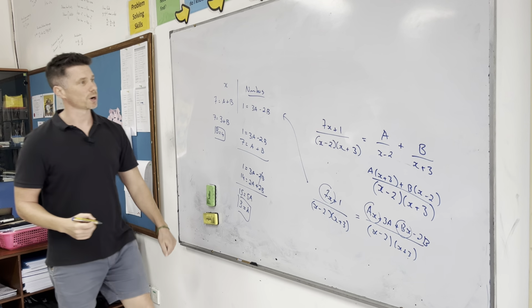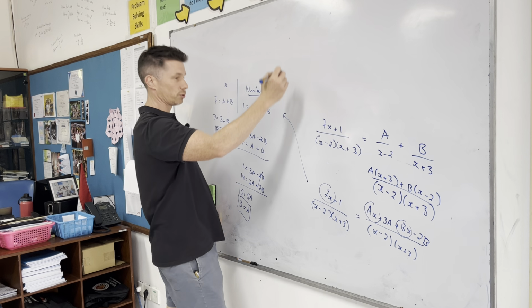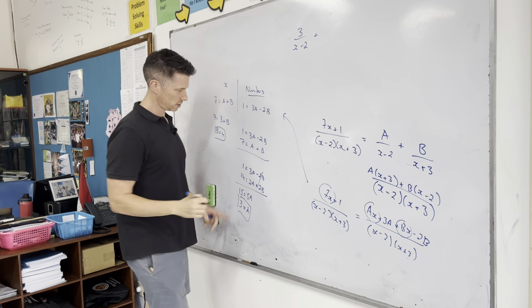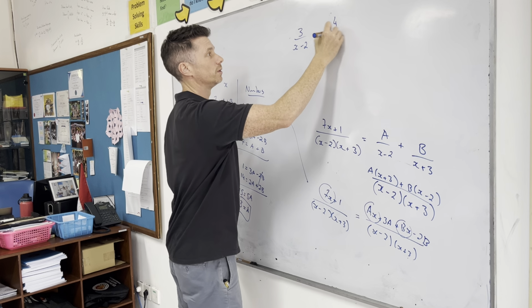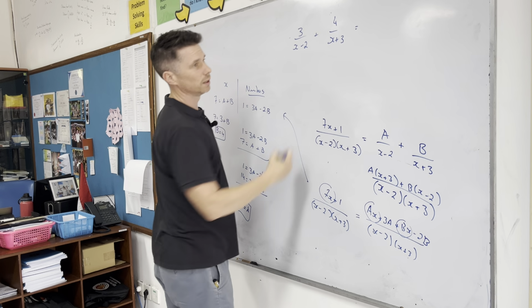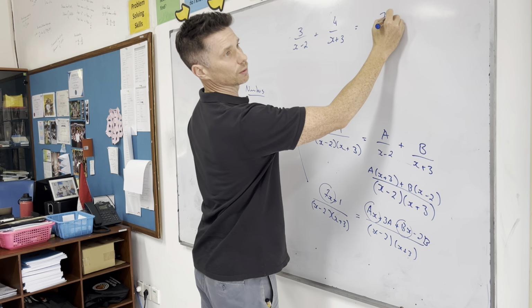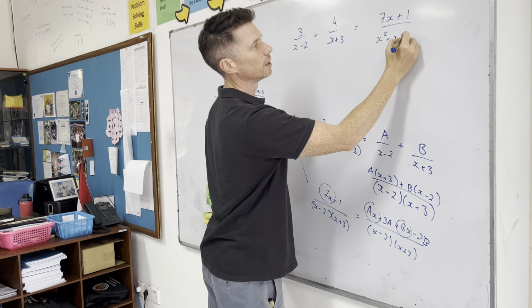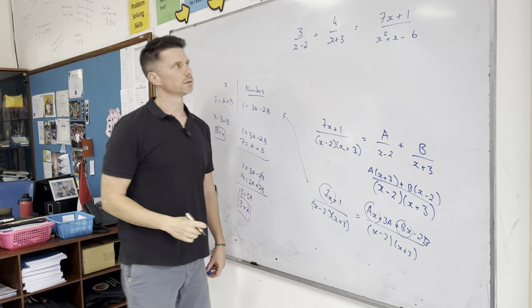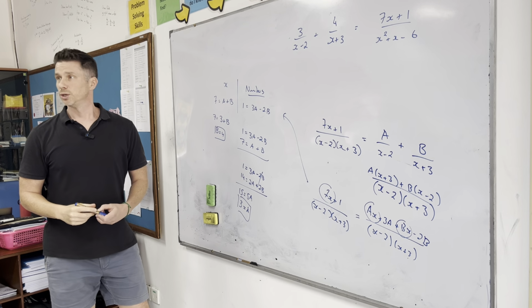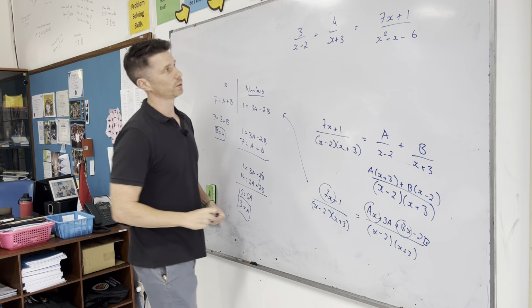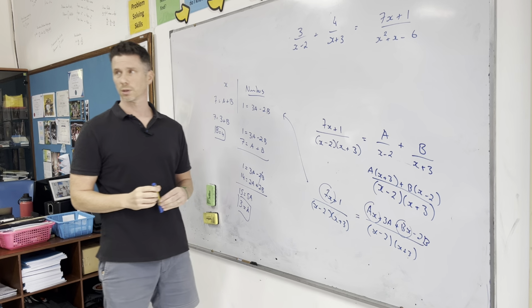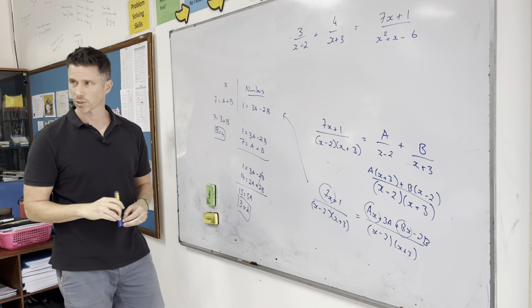So now we can write them as partial fractions. a is 3, so 3 over x minus 2 plus 4 over x plus 3 will equal this, which is what we started with, 7x plus 1 over x squared plus x minus 6. You could test it pretty quickly: multiply this by 3, multiply that by 4, and you should get 7x plus 1, and you will. And that's it. That's partial fractions.